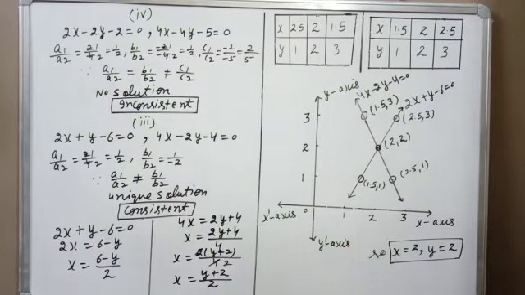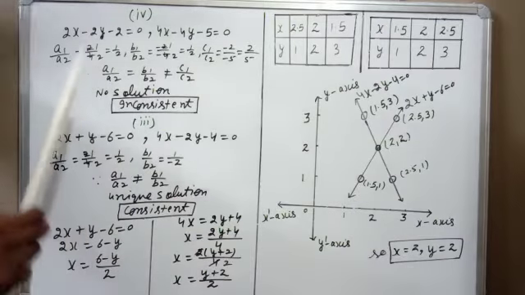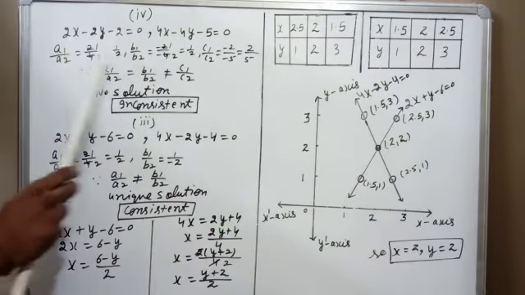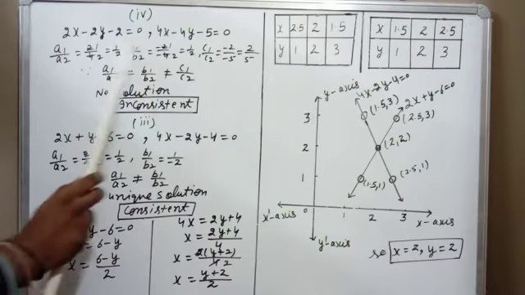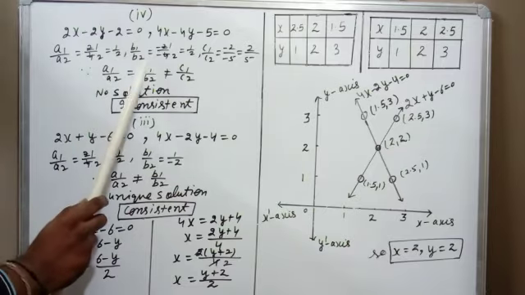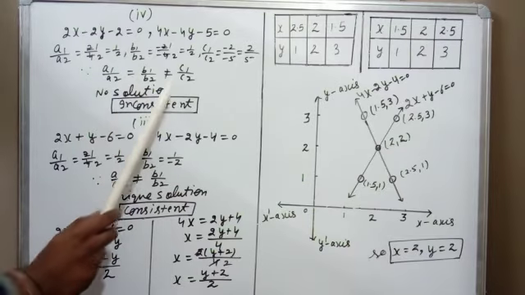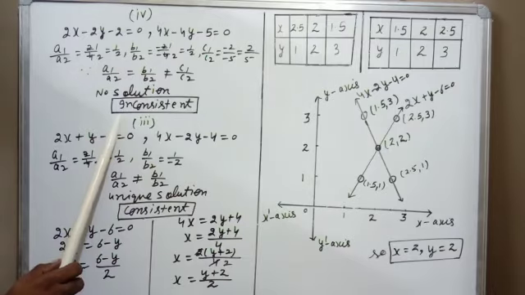So first we will solve the fourth part, then we solve this third part. All four parts we will discuss. So here a1 upon a2 is 2 upon 4, which means 1 upon 2, b1 upon b2 is again 1 upon 2, c1 upon c2 is 2 upon 5. So again a1 upon a2 and b1 upon b2 are equal, but c1 upon c2 is not equal. So no solution, it means it is also a case of inconsistent.